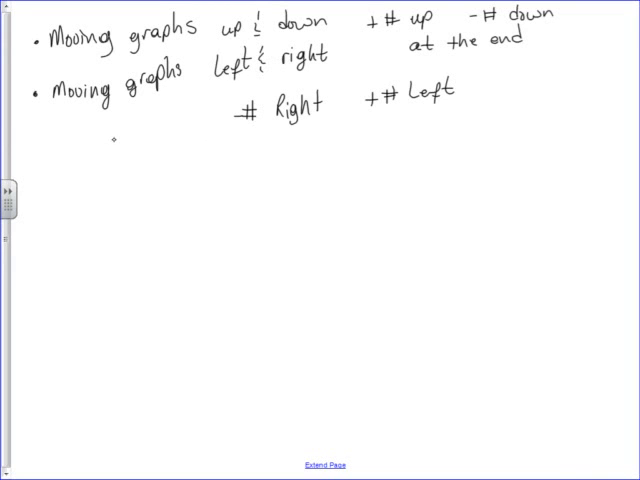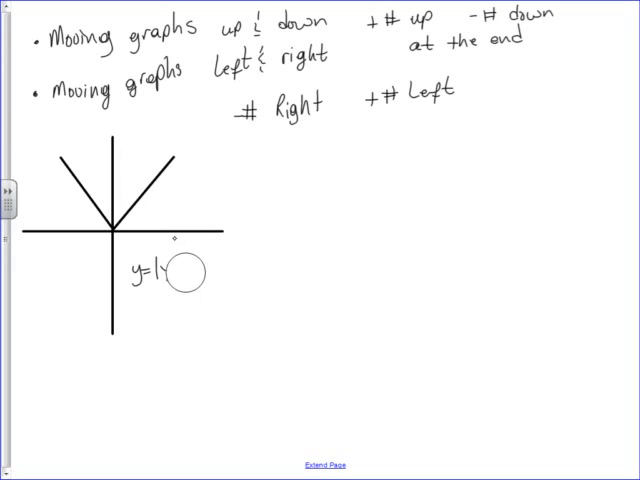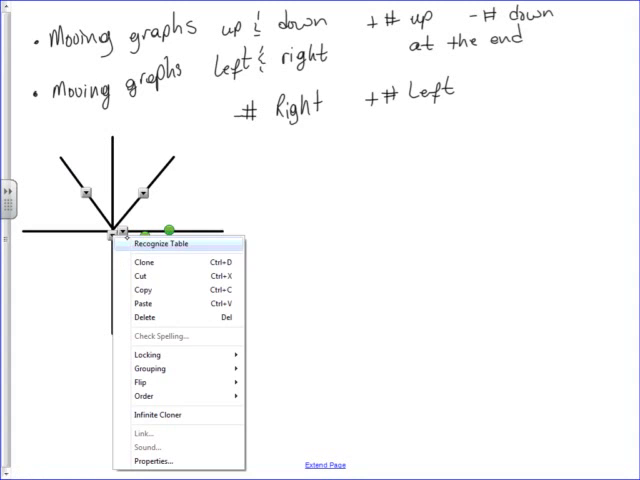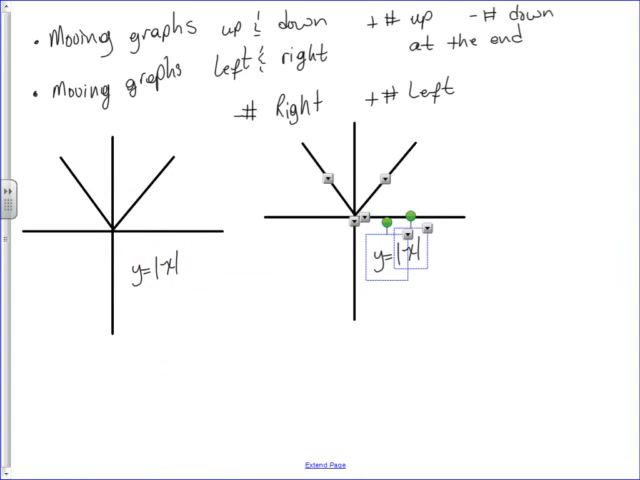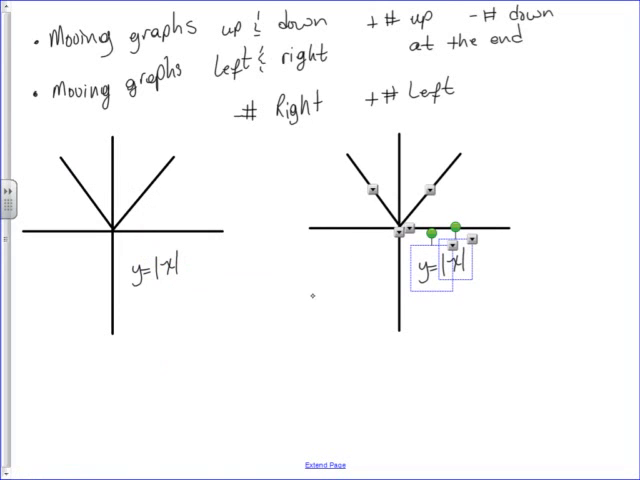Let's look at the example of y equals the absolute value of x. Alright, y equals the absolute value of x looks like this. There's your y equals the absolute value of x. Okay, y equals the absolute value of x. Now, what if we wanted to move this graph? What if we wanted to move this graph to the right 2?